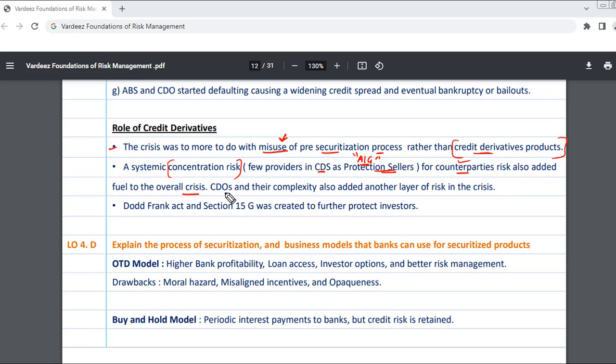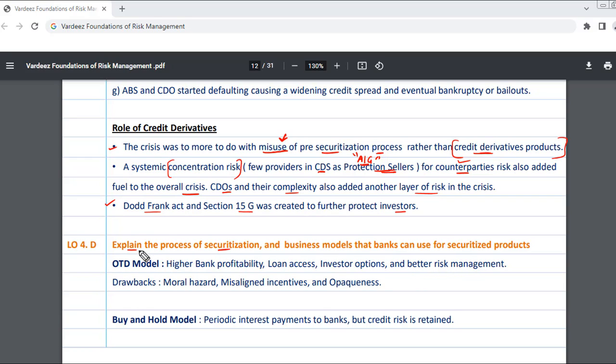And on top of this, the CDOs and their overall complexity also added another layer of risk to the crisis. And finally, the outcome of the crisis was the Dodd-Frank Act. We've already spoken about this in the last video on corporate governance. This was actually created to protect the investors, and Section 15G was also created to further protect the investors. Alright, so that was it. Now moving on to the next learning objective, the process of securitization.